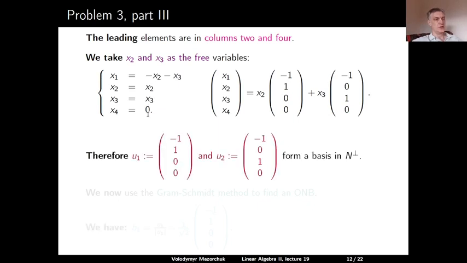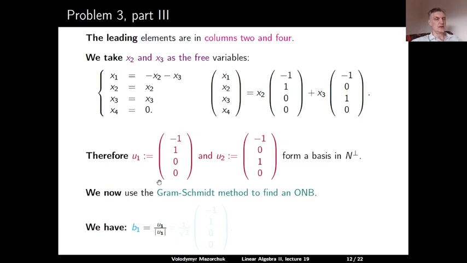Therefore, the vectors u1, which is minus 1, 1, 0, 0, and u2, which is minus 1, 0, 1, 0, form a basis in the orthogonal complement to N. This is some basis, and we need an orthonormal basis. So we apply the Gram-Schmidt method to get an orthonormal basis from u1 and u2. The first basis element is just the normed version of u1. We divide u1 by its length.